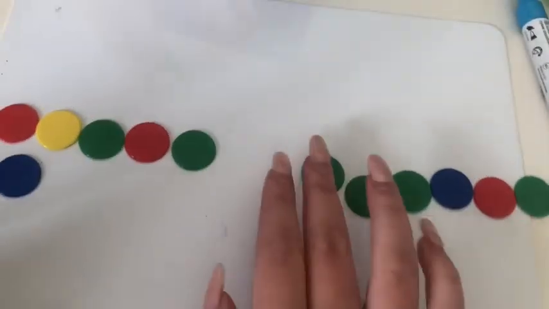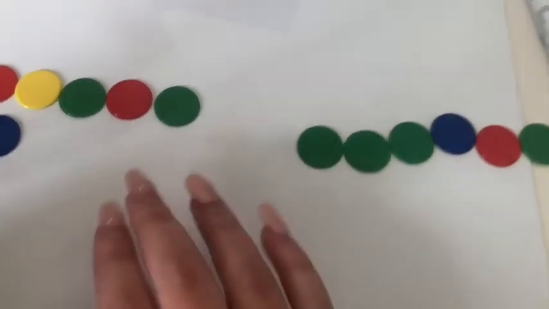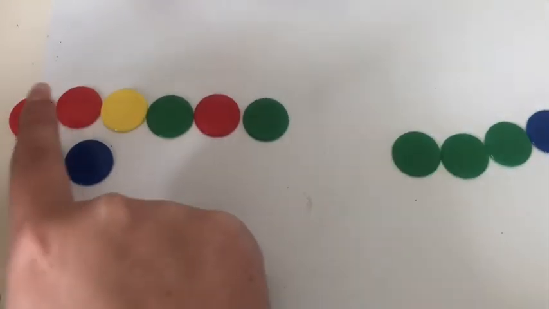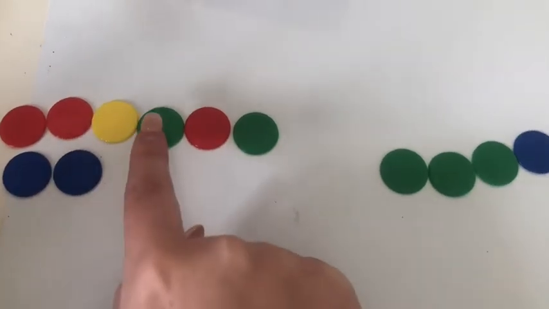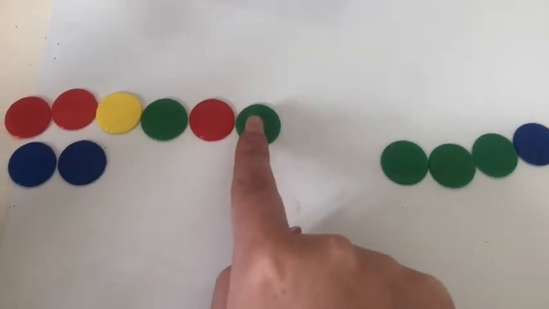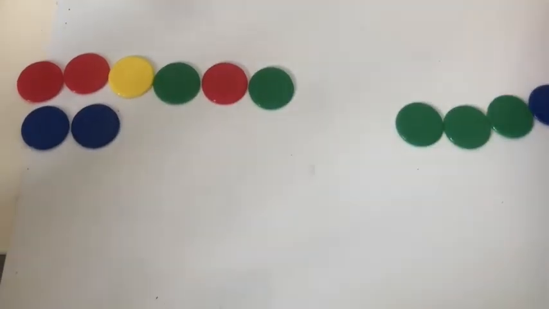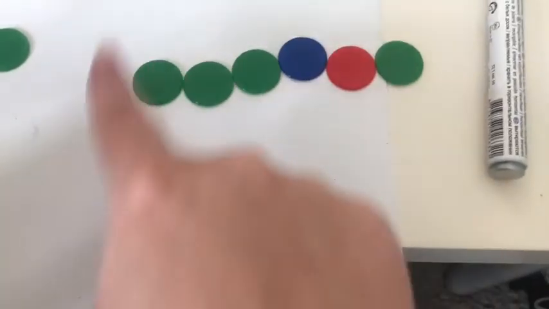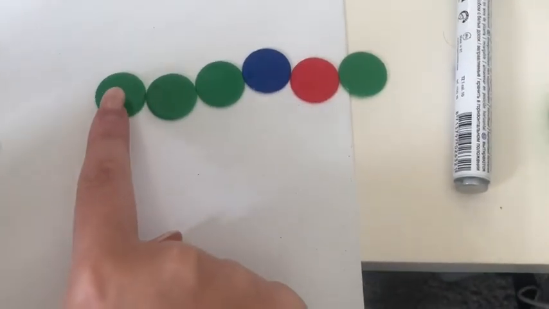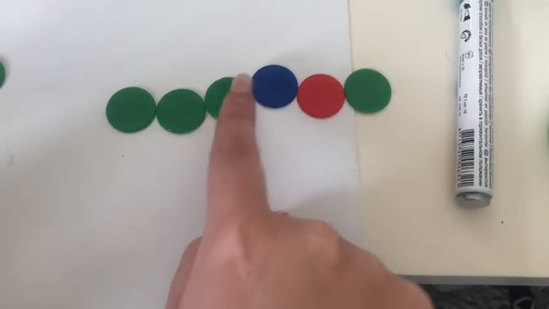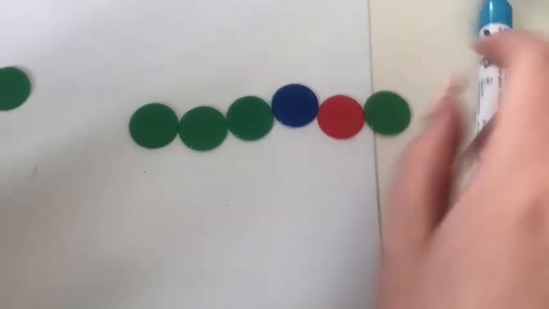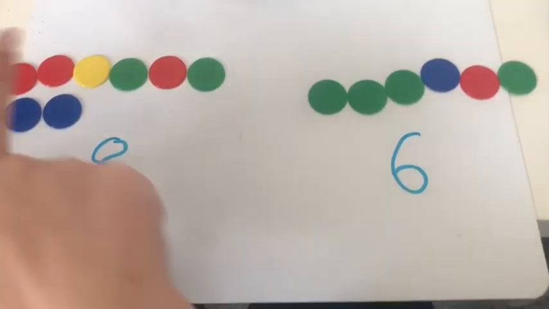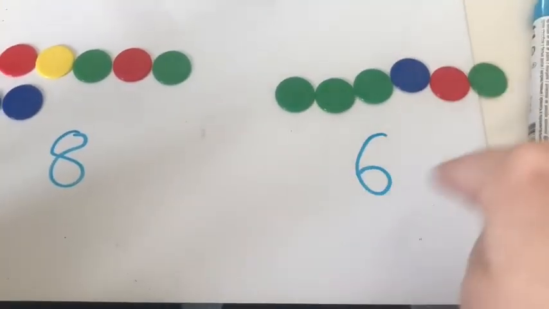Remember that these are two different groups, although they're a little bit close together. Okay, ready? Touch to count. Count with me. 1, 2, 3, 4, 5, 6, 7, 8. Okay, there is 8 in this group. Looking at our second group. Ready? Let's go. 1, 2, 3, 4, 5, 6. 6. Okie dokie. So I have a group over here with 8 and I have a group over here with 6.